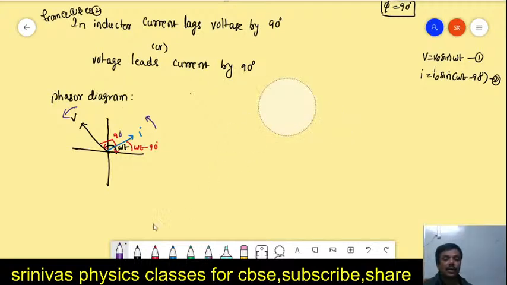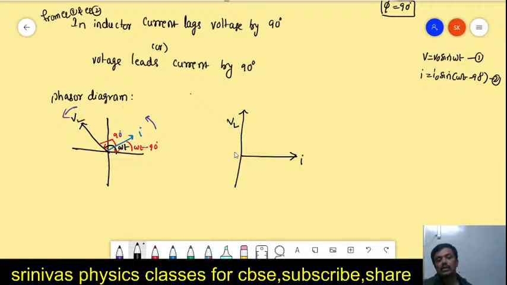This diagram we can also draw like this. Voltage across inductor we can take like this. This is voltage across inductor. This side we can take as the current. Now the current is the back of voltage, right, by some angle, 90 degree. The angle between the voltage and the current is 90 degree. Here we got the phase difference as 90. Phase difference gives the angle between the voltage and current.